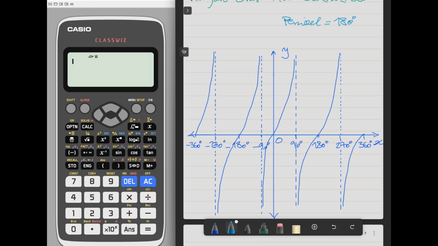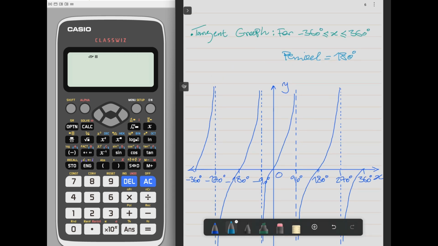And the critical values, the basic values that you need to know about tangent graphs: tan of 0 is going to be 0, and tan of 90 degrees is going to be undefined. Why? Because every 90 degrees, we have a vertical asymptote, all right? And the line is never going to touch the asymptote, all right?